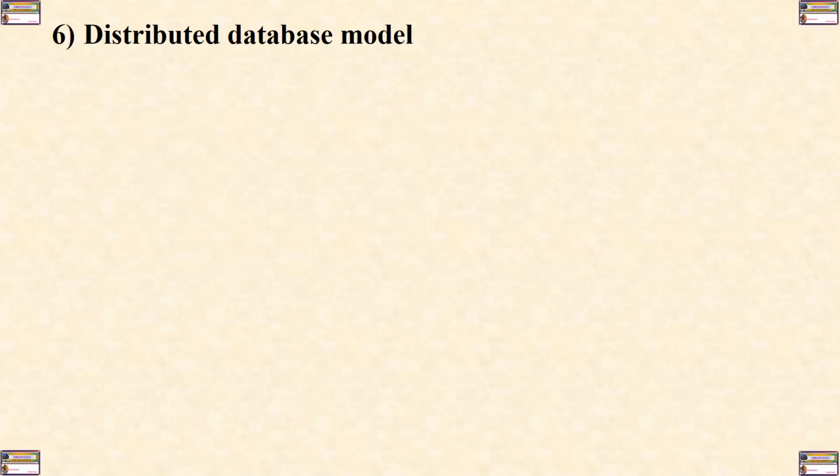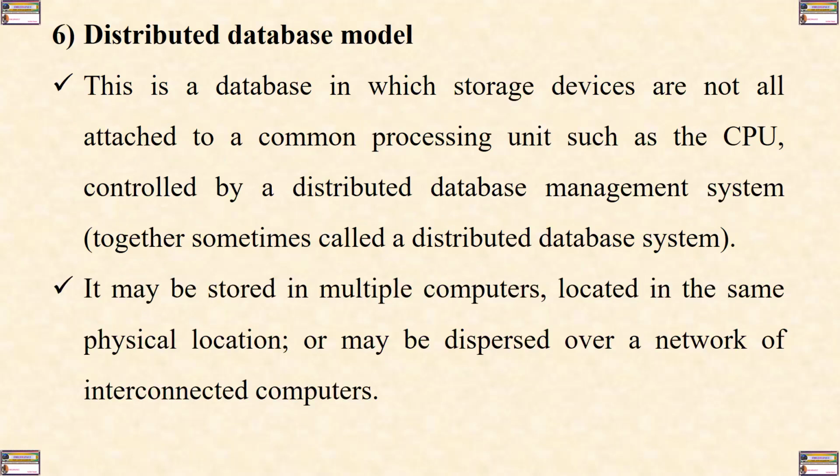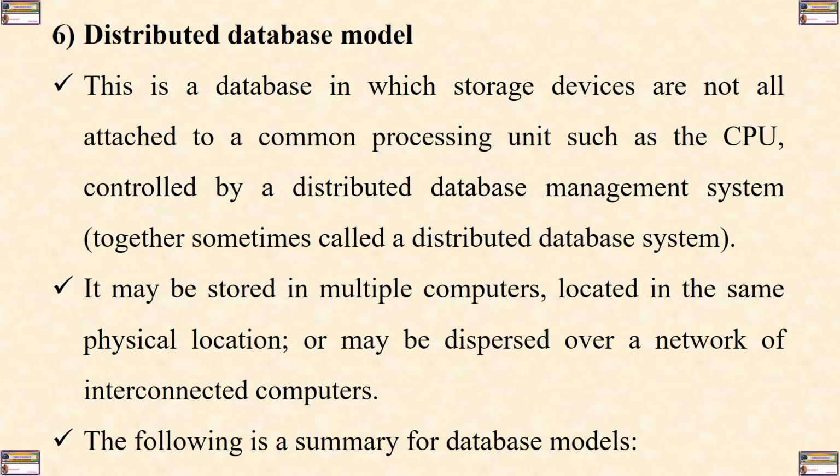The sixth model is called the distributed database model. This is a database model in which storage devices are not all attached to a common processing unit, such as the CPU, controlled by a distributed database management system, together sometimes called a distributed database system. It may be stored in multiple computers that are located in the same physical location, or that may be dispersed over a large geographical area, that is, over a network of interconnected computers.